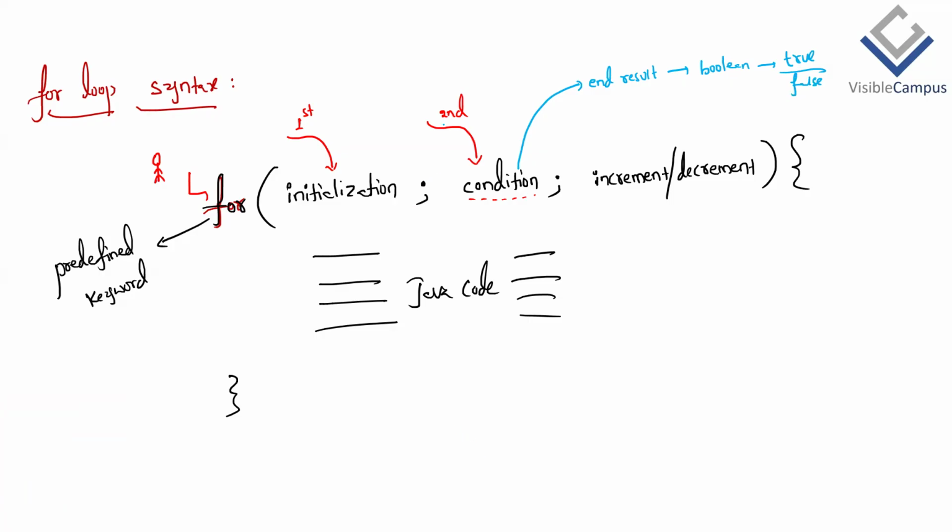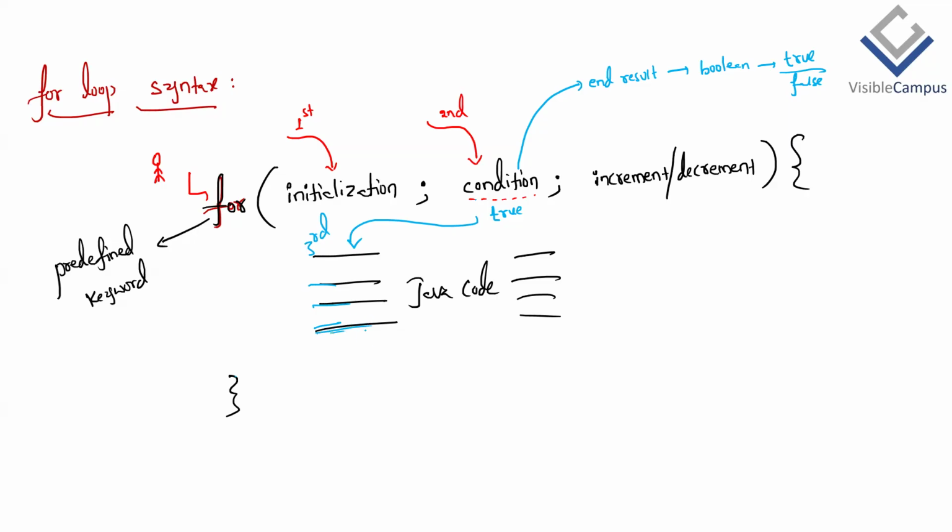Assume when JVM checks the condition, this is a true scenario. Then once the condition becomes true, JVM enters into the body and executes this. This is the third step to be executed. After executing all these lines, when JVM comes to this closing brace, the JVM will not come out of the loop.